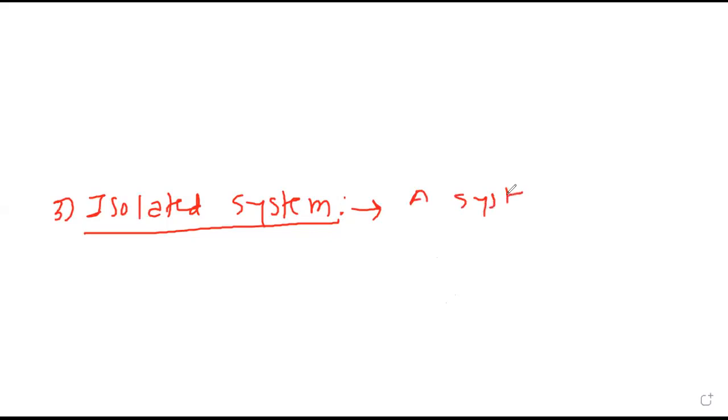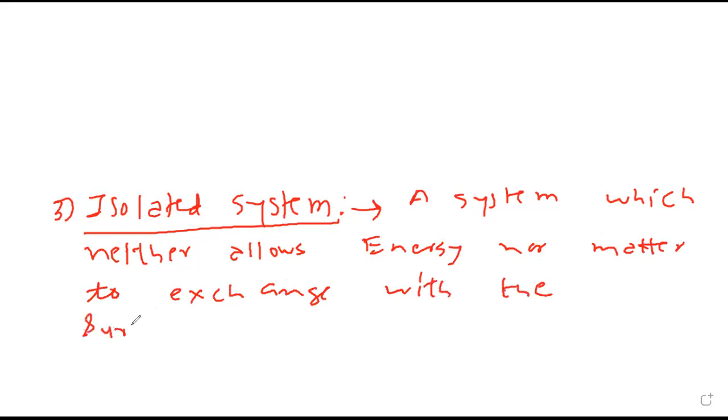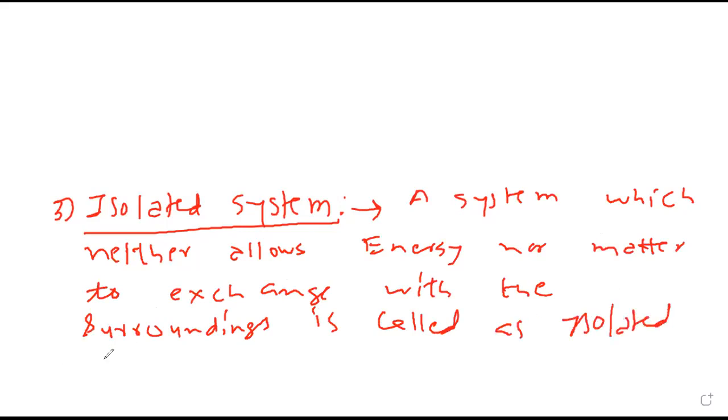So a system which neither allows energy nor matter to exchange with the surroundings is called an isolated system. Right.